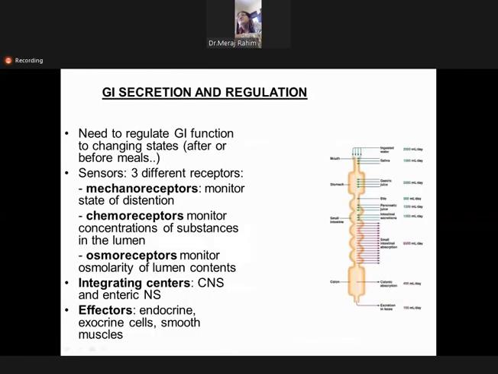Now, the secretion. You can see that the GI function in every meal gets absorption of the food. So how does it get absorbed? You know that as the food enters into the GIT, we have studied the nervous system, that it contains the enteric nervous system. This enteric nervous system has got some receptors present in the GIT, which can be in the form of mechanoreceptors or chemoreceptors or osmoreceptors.